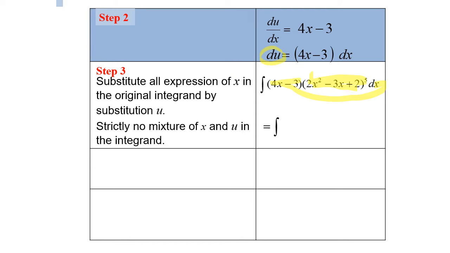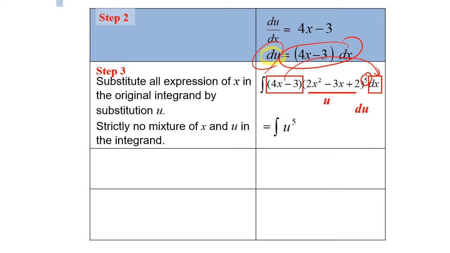So that's why it will be u, but remember we have this power because our u is only 2x squared minus 3x plus 2. So we still have the power of 5. So u to the power of 5 multiplied by du. Why? Because 4x minus 3 dx is equal to du. So now we have a really simple expression.